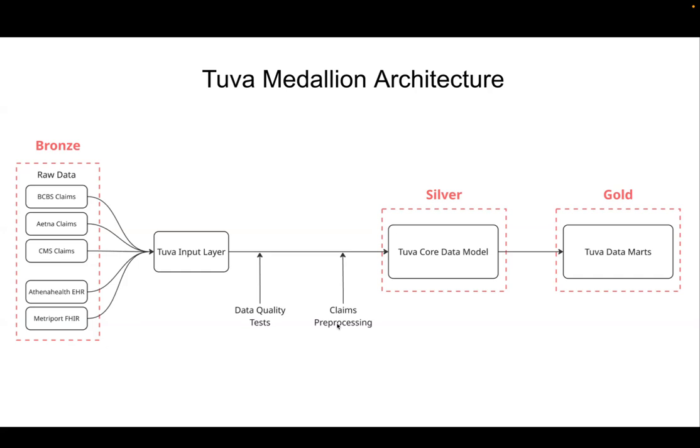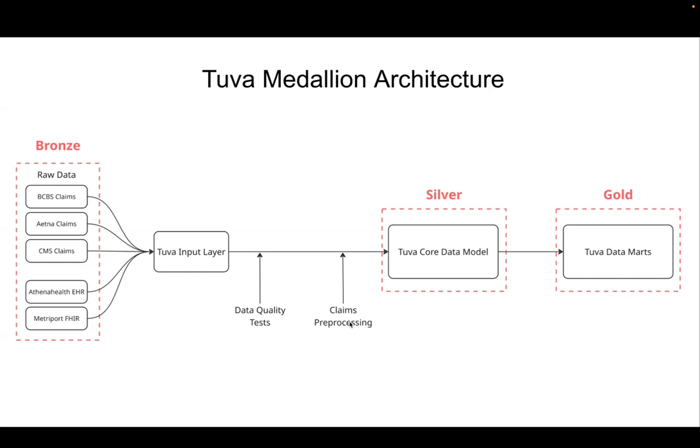Then the next step is a data mart that we call claims pre-processing. This is the only data mart that runs ahead of the core data model. All the other data marts are building higher level concepts in gold. But claims are weird, and they don't have fundamental concepts like encounters or visits in them. And so claims pre-processing does a few things.